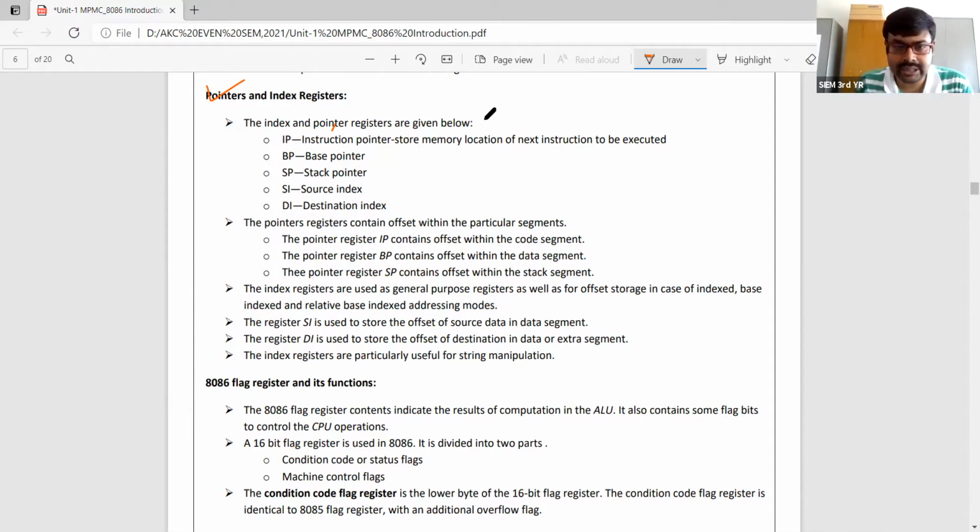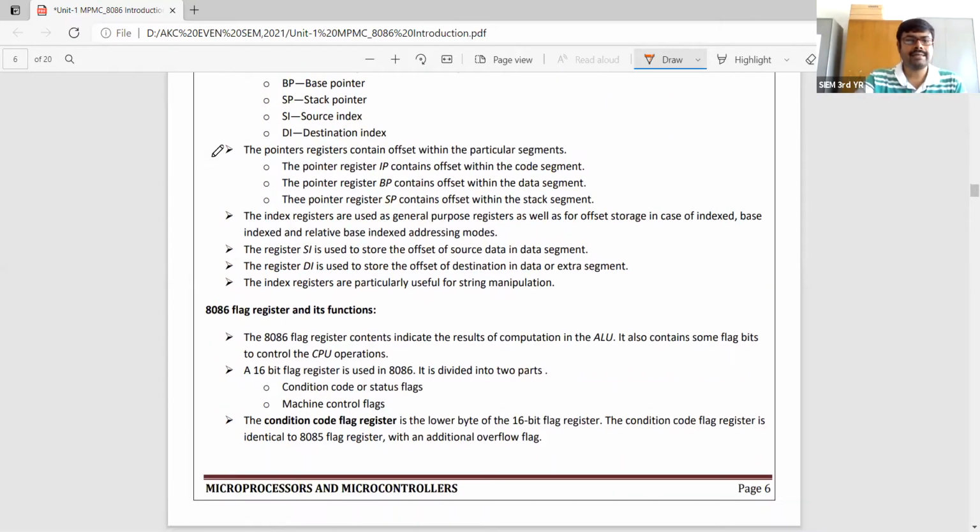IP means the instruction pointer. What is the task? It stores the memory location of the next instruction to be executed. Point number 2, BP is the base pointer. Point number 3, SP is the stack pointer. Next one, SI, the source index. And the last point, DI, the destination index.